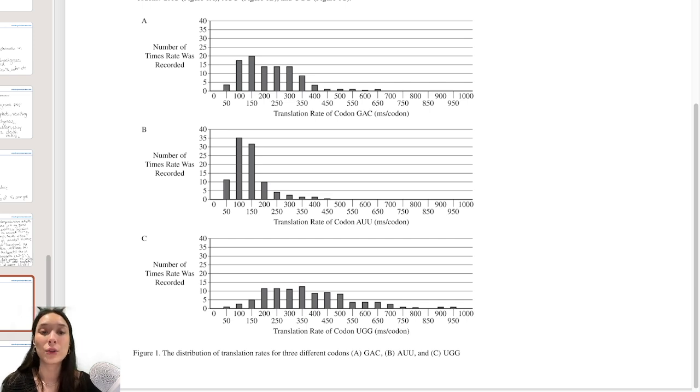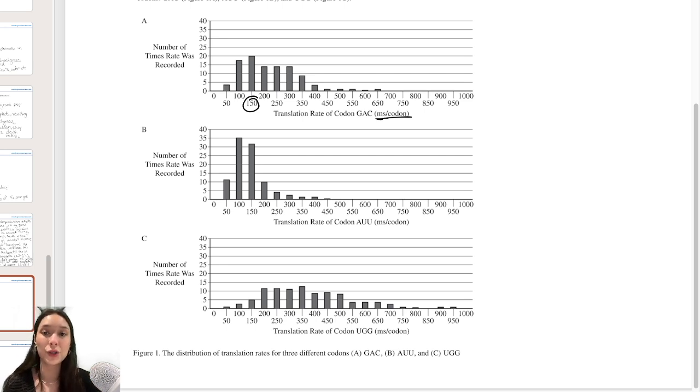What histograms are is really just the count of how many times a certain instance occurred. So the amount of times that they recorded 150 milliseconds per codon was 20. They got that rate 20 times. So this is more so a histogram for count. The important thing about this one is to make sure you're looking at the units, because I had some students read these graphs kind of the opposite way that you should.